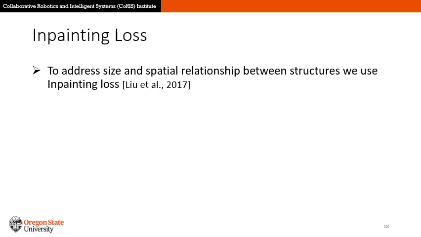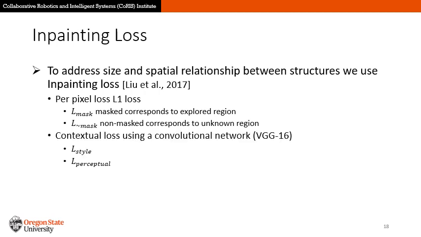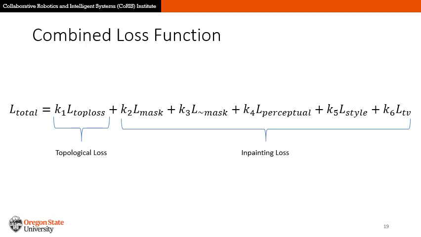As topological loss cannot reason about size and spatial relationship between structures, we use in-painting loss to address this issue. We borrow the in-painting function from prior work. We use per pixel L1 loss in explored and unknown regions. Contextual losses such as style and perceptual are used to have contextual knowledge about the environment. Lastly, we use a smoothing loss to maintain continuity. Our total loss function consists of both topological and in-painting loss. Some of the weighted parameters are taken from prior work and some are manually hand-tuned.